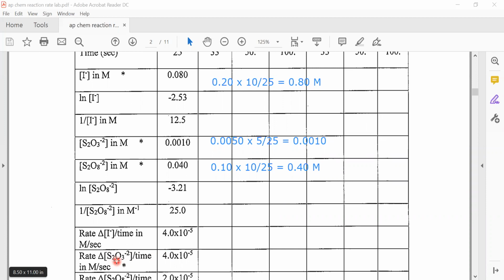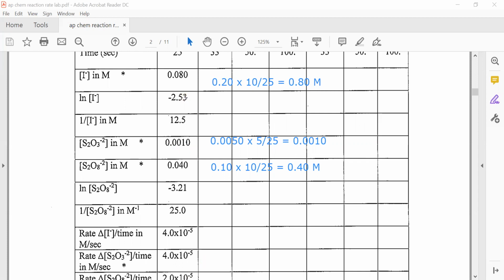And in order to solve for this, all I did was I took this 0.0010 and divided it by the 25 seconds. So I looked at this change and I knew it completely went away. So by saying it completely went away, then I know I didn't have anything left. And when we learn more about the reaction mechanism, that might make a little bit more sense.